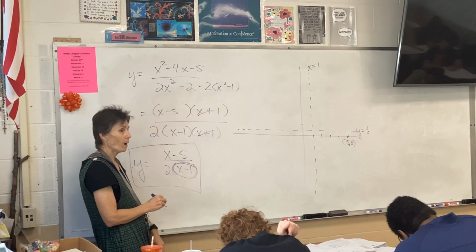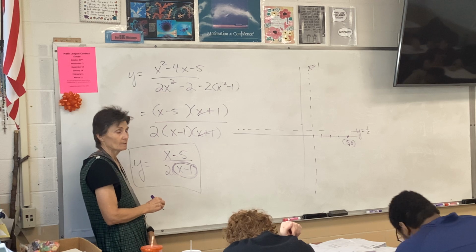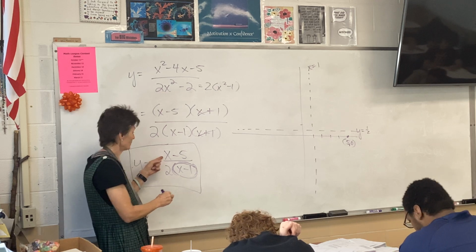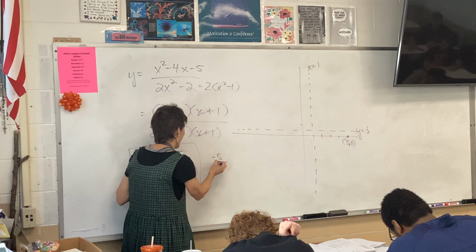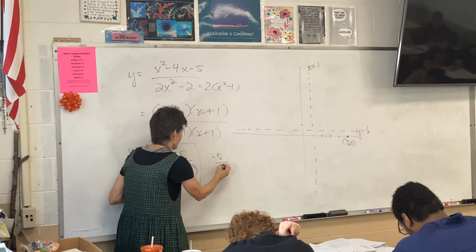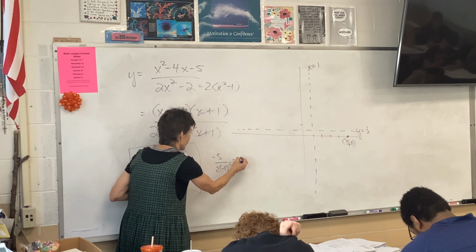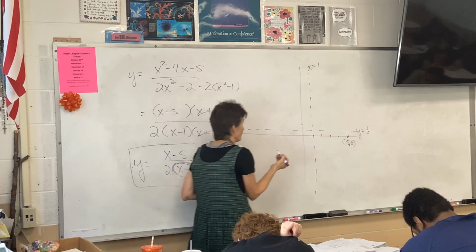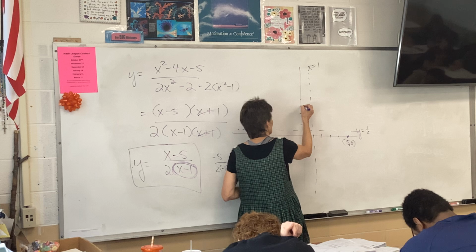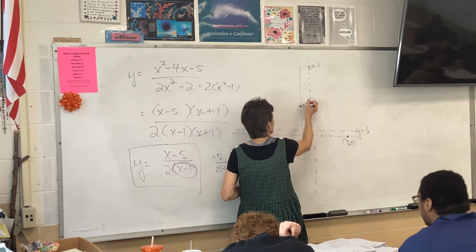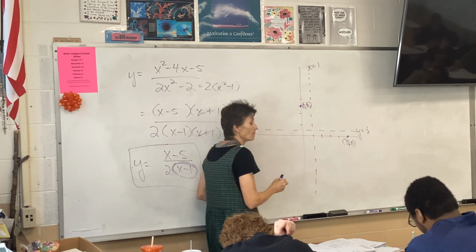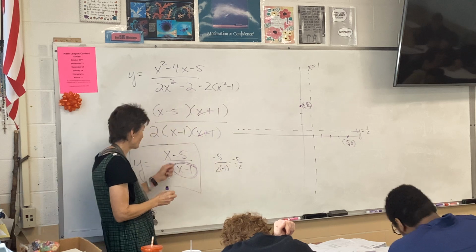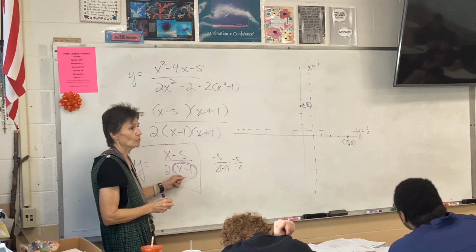How do I find my y-intercept? Plug in 0. So I have negative 5 over 2 times negative 1. Negative 5 over negative 2 is positive 5/2. 2.5. Put in 0. Do the math.